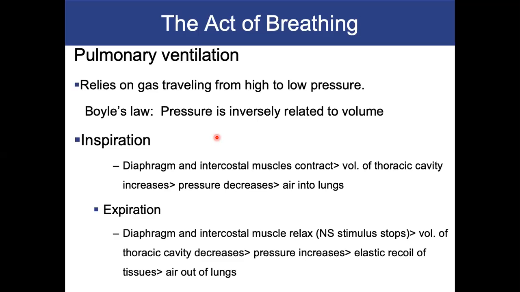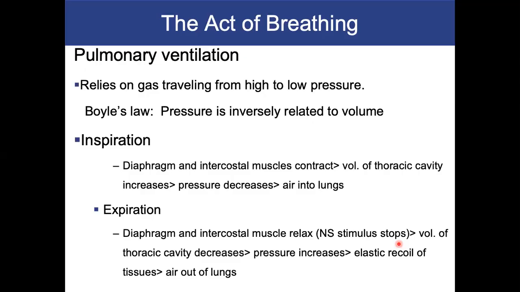How do we exhale? Normal exhalation is passive. Why is it passive? Because these muscles relax because the nervous system stimulation stops. And so the diaphragm relaxes up, and the external intercostals relax down. The volume of that thoracic cavity gets smaller, and when that space gets smaller, pressure goes up. And when pressure goes up, air is going to move from high pressure, which is the lungs, to outside, which is the lower pressure.